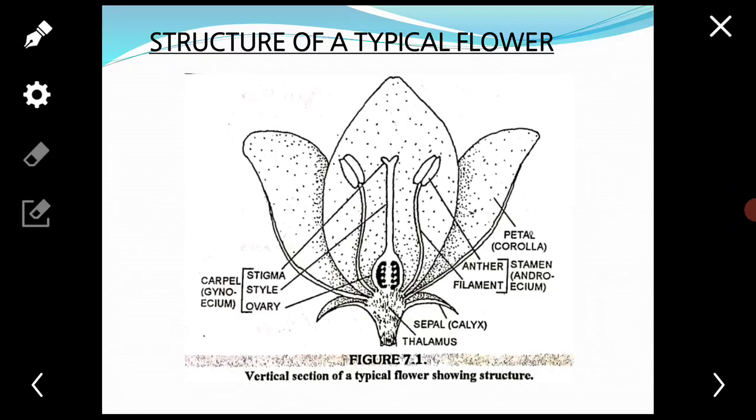Today we will start the second paper, that is plant embryology, of your syllabus of BSc semester 4. In plant embryology we start to study from the first topic, that is the structure of a typical flower.